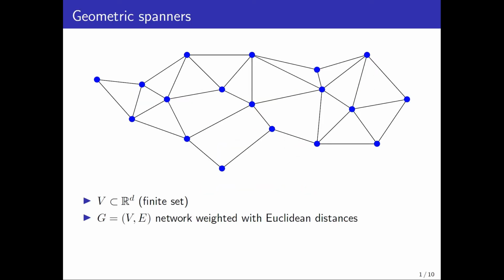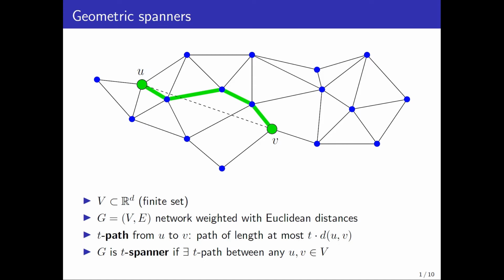The graphs that we are working with are geometric, which means that their vertices are located in some d-dimensional Euclidean space and their edges are straight line segments. They are weighted with Euclidean distances. In such a graph, we say that a path between 2 points u and v is a t-path if it has a length at most t times the Euclidean distance of u and v. And we say that such a graph is a t-spanner if it has a t-path between all pairs of its points. This particular example is a spanner with t equals 2 because it has a 2-path between all pairs of its points.